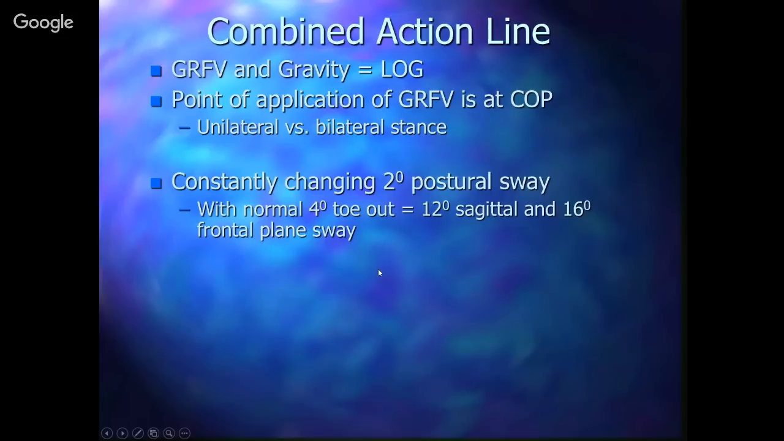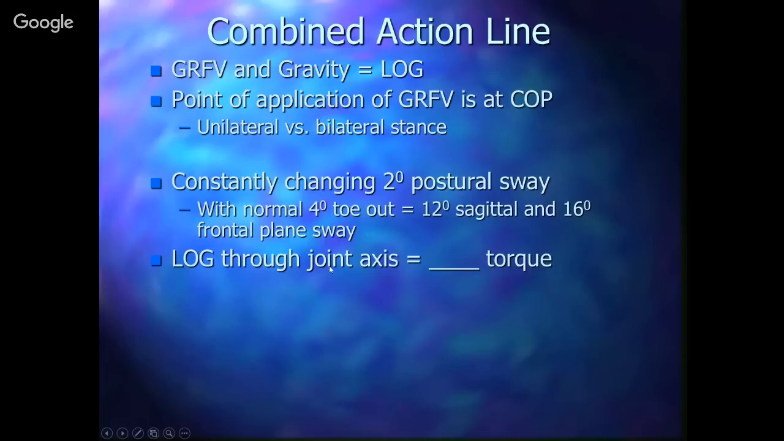So normal standing position, it's called the Fick angle, F-I-C-K. The Fick angle is where we stand and our feet are pointed outward just a little bit, not too excessive, about 4 degrees, maybe up to 6 degrees. So with a normal 4-degree to 6-degree Fick angle, at any given time, we'll sway anterior to posterior 12 degrees, side to side, medial to lateral 16 degrees.